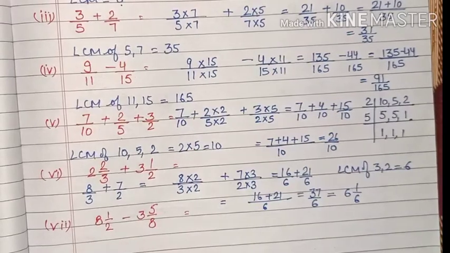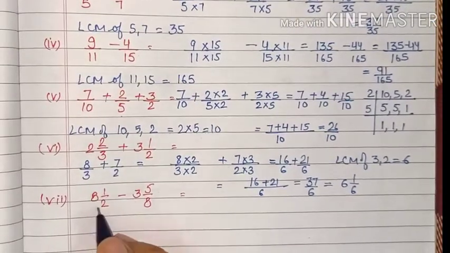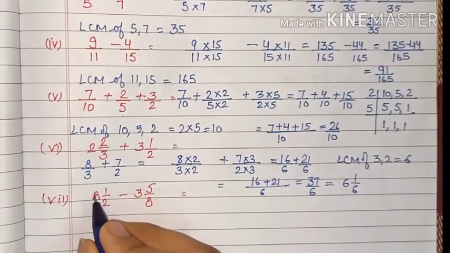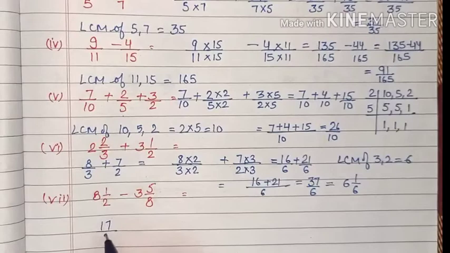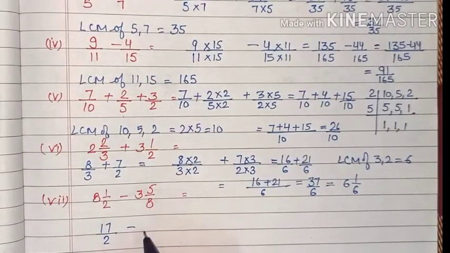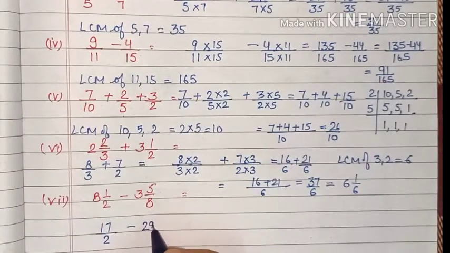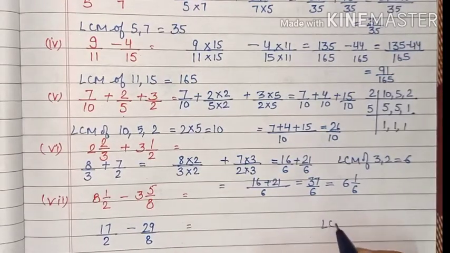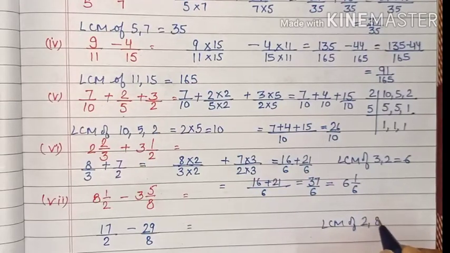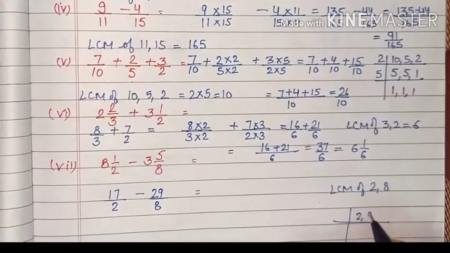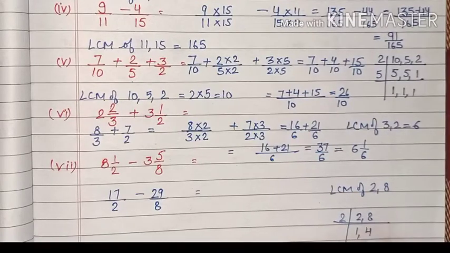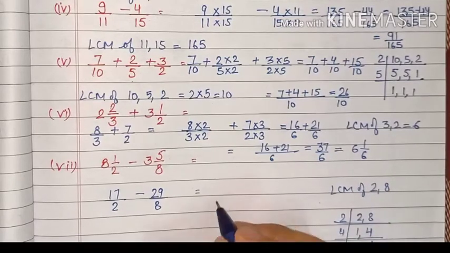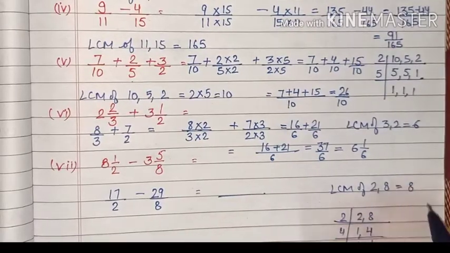Now let's see the seventh part. Here also both are given as mixed fractions. So first we will convert into improper fractions. 2 eights are 16 plus 1, 17 upon 2. 8 threes are 24 plus 5, 29 upon 8. Now first of all, the LCM of 2 and 8. So we can find out here the LCM of 2 and 8. 2 ones are 2, 2 fours are 8. Now it is divisible only by 4. 2 fours are 8. So the LCM is 8 here.